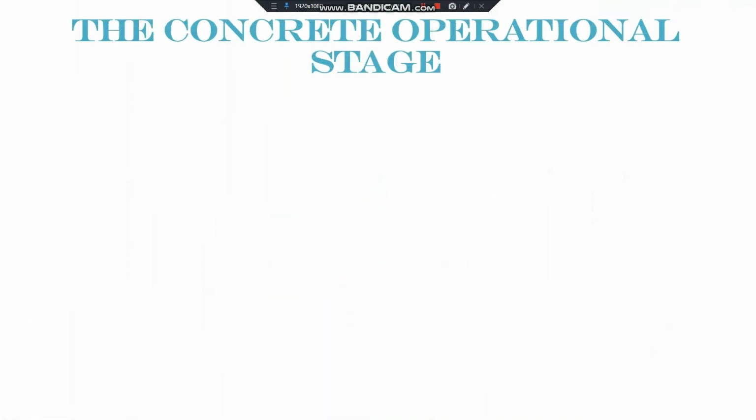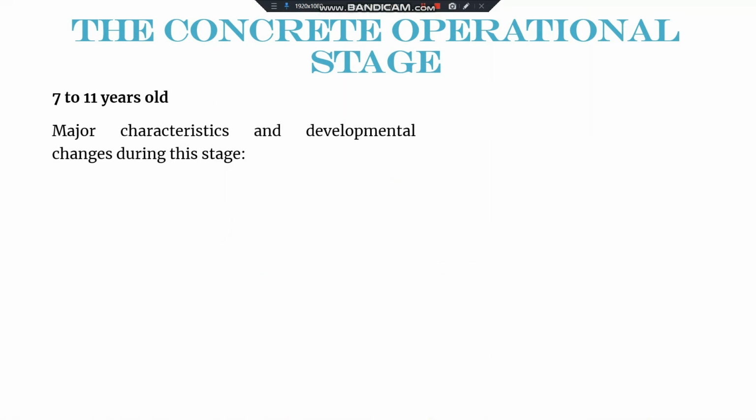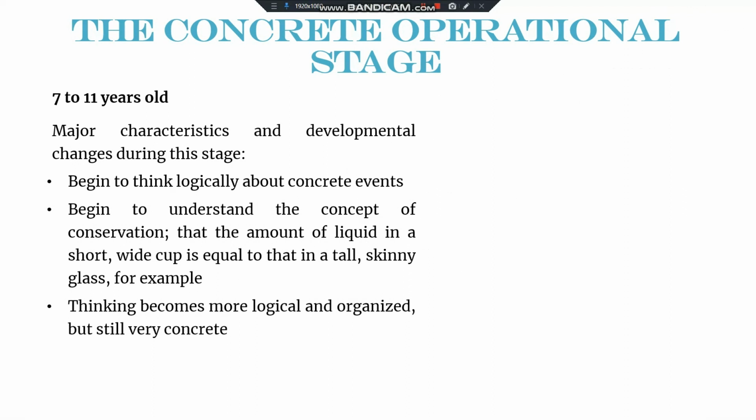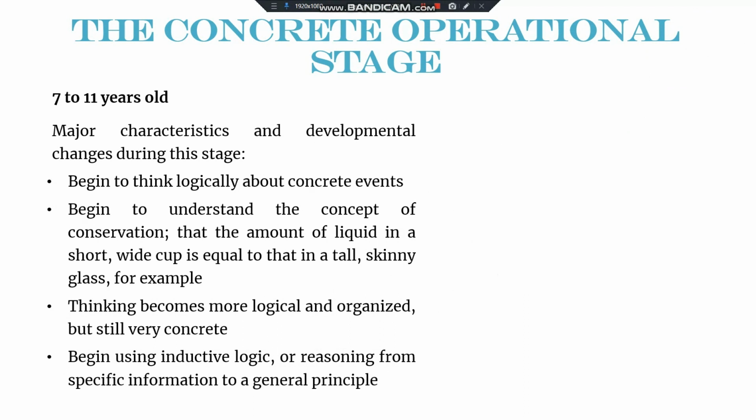So next is the concrete operational stage. This is from 7 to 11 years old. These are the major characteristics and developmental changes during this stage. Children begin to think logically about concrete events, and they begin to understand the concept of conservation, that the amount of liquid in a short, wide cup is equal to that in a tall, skinny glass, for example. Thinking becomes more logical and organized, but still very concrete. And then they begin using inductive logic, or reasoning from specific information to a general principle.